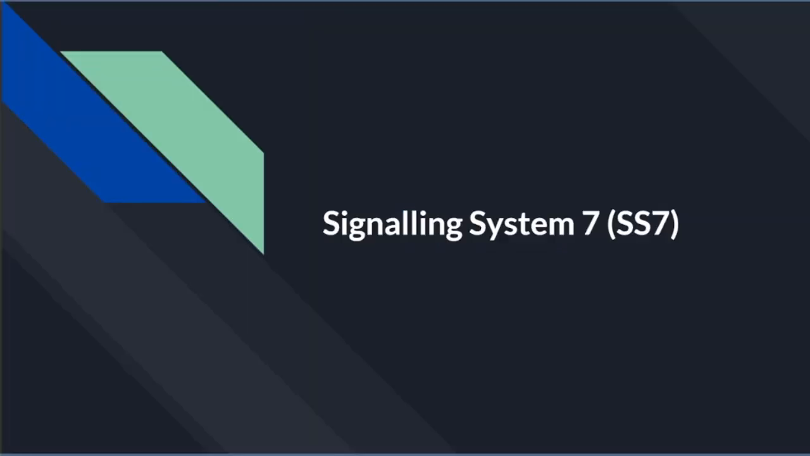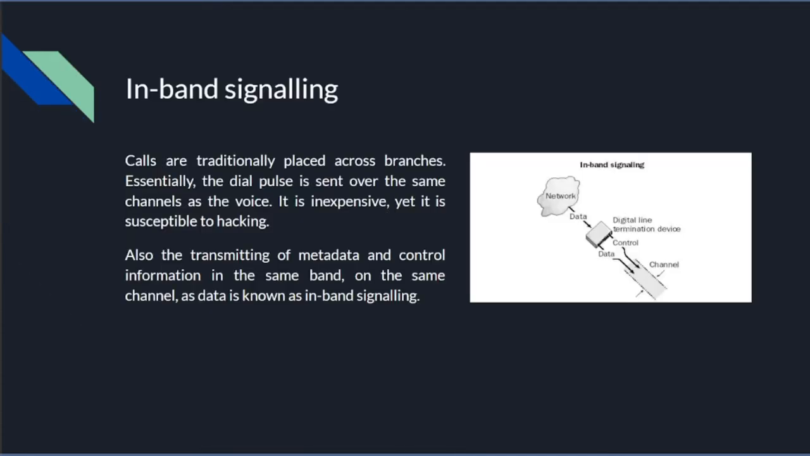I would like to explain about Signaling System 7, which we can call SS7. So in SS7, there is in-band signaling. So what is the meaning of in-band signaling? Calls are traditionally placed across branches. Essentially, the dial pulse is sent over the same channels as the voice. It is inexpensive, yet it is susceptible to hacking.